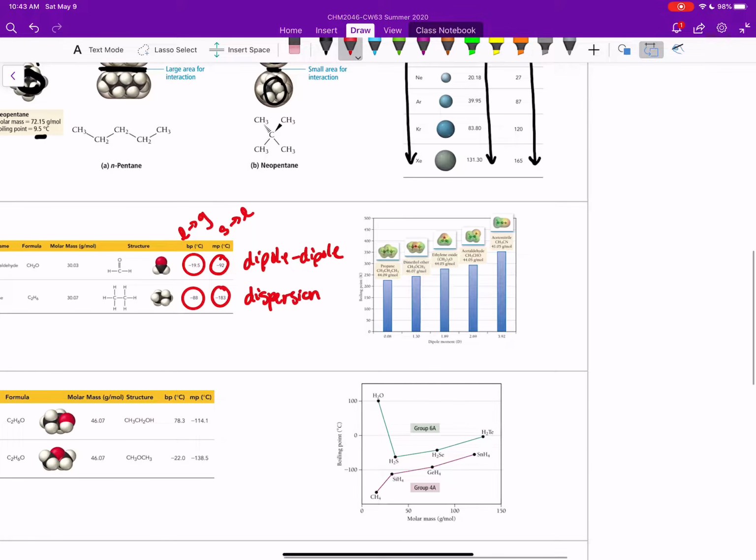Now, this is not just a categorical type of characteristic. It exists on a spectrum. So what I'm trying to say is that if the dipole is stronger, so if there's more charge separation, then this force will also be stronger. So you can see from this plot that as the dipole moment of the molecule increases, the boiling point also increases.